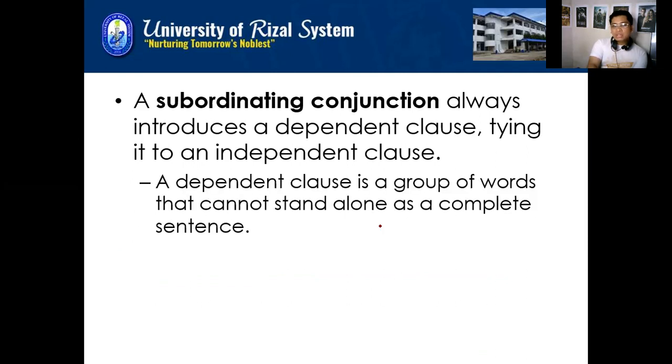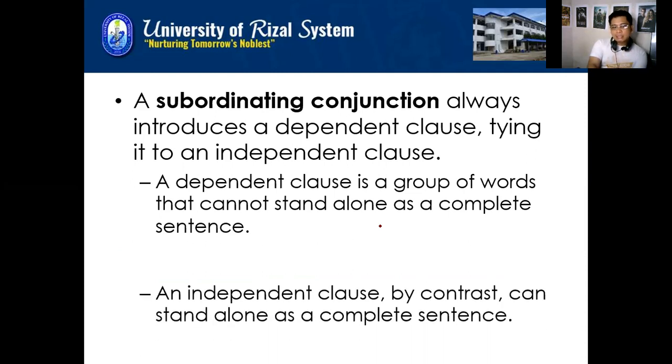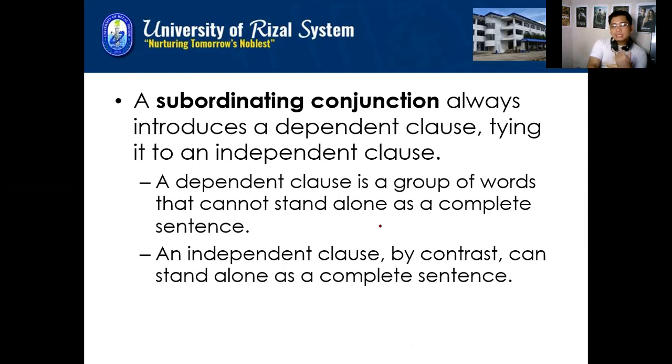So what's the difference between an independent and a dependent clause? A dependent clause is a group of words that cannot stand alone as a complete sentence. An independent clause, by contrast, can stand alone as a complete sentence. Although the dependent clause could not stand alone as a complete sentence, it still follows the subject-predicate structure, because the moment you attach a subordinating conjunction to a clause, it makes the clause dependent. It requires another clause to complete the statement, and that clause should be the independent clause.